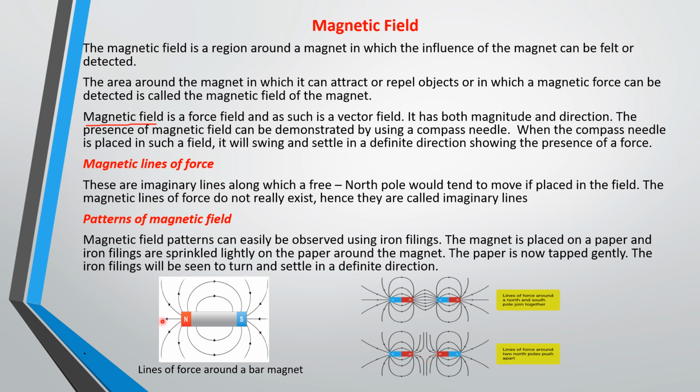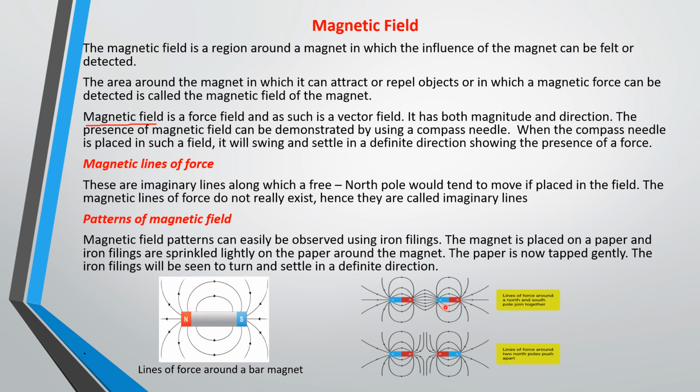Then if it is just a bar magnet, the lines of force will run from the north to the south, and that is why you have these arrows. So please take note, these are typically objective questions, so you should know the direction or line of force: from the north to the south pole of a magnet.